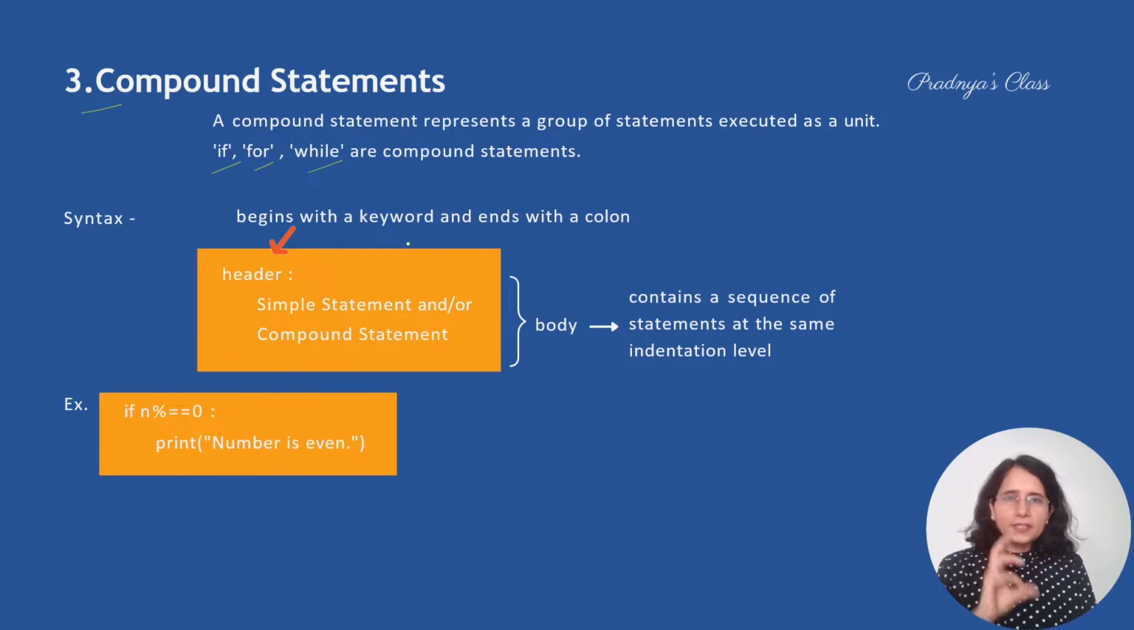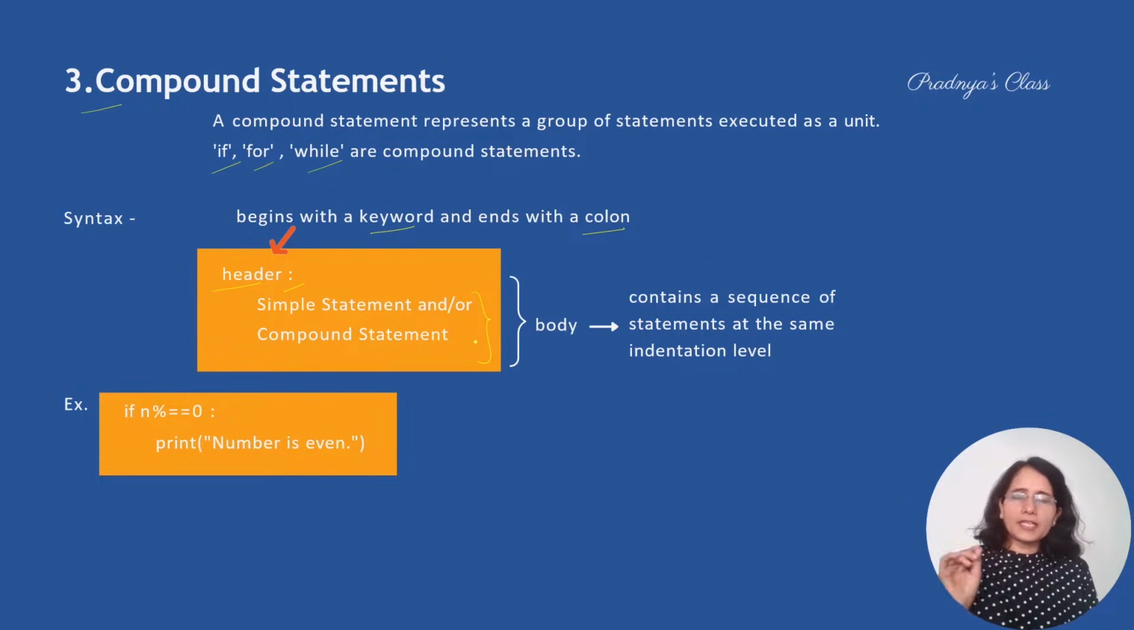A compound statement has some general form, so let's discuss that. First we have to write the header. Header consists of a keyword and it should end with a colon. When we write the colon, a block gets created and all the statements belong to that block. In Python, we have to write the statements within that block at one indentation level because we don't have any other symbol to create a block in Python. So it should be at the same indentation level.